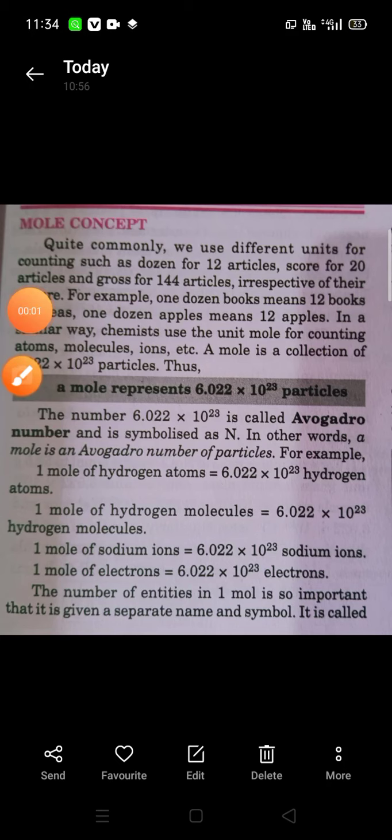Hello students, we are going to start the new topic, that is mole concept, and the name of the chapter is Some Basic Concepts of Chemistry.